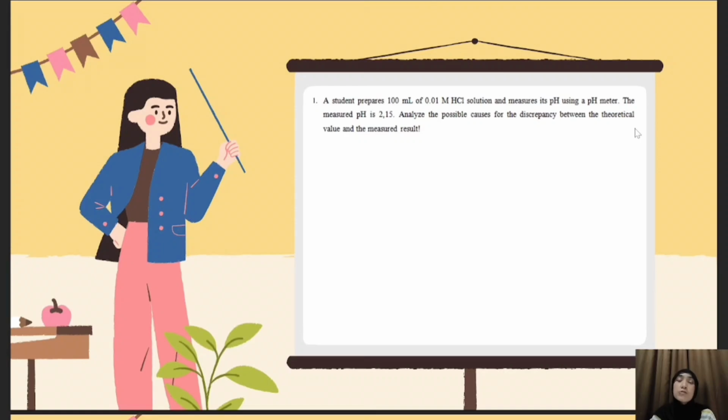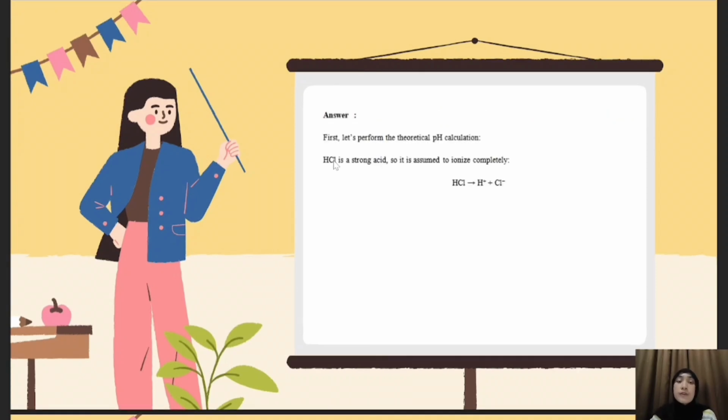Okay, number one. From the question, we are asked to analyze the possible cause for the discrepancy between the theoretical value and the measured result, because when using a pH meter, the measured pH of the HCl solution is 2.15. Okay, to answer the question, first, let's perform the theoretical pH calculation.